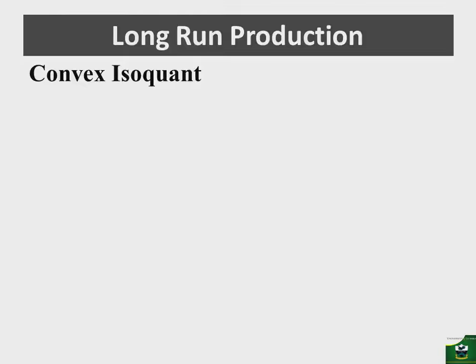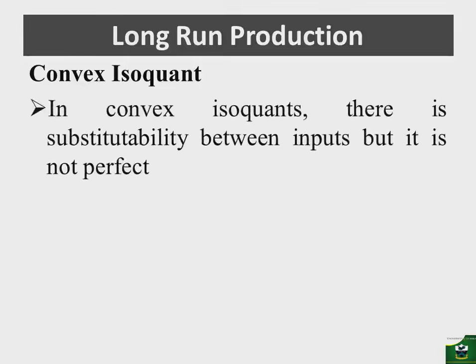Let's look at the convex isoquants, which are the usual isoquants that we described when we started looking at them in this unit. Now, in convex isoquants, there is substitutability, though not complete, between inputs, and because of this, the curve is convex to the origin and downward sloping. If it was linear, we would have perfect substitutability.